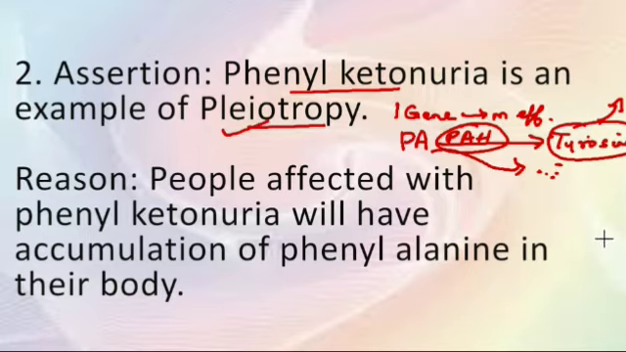Reason, people affected with phenylketonuria will have accumulation of phenylalanine in their body. Yes, they have accumulation of phenylalanine in the body. This is also a correct statement, but this is not justifying the first statement, why it is pleiotropy, right? So we can say that option B is correct here. That is, assertion and reason are correct, but reason is not the correct explanation of assertion.